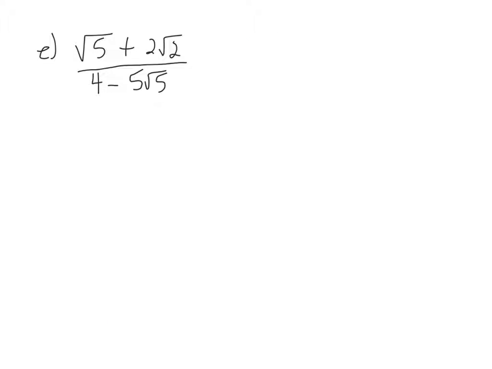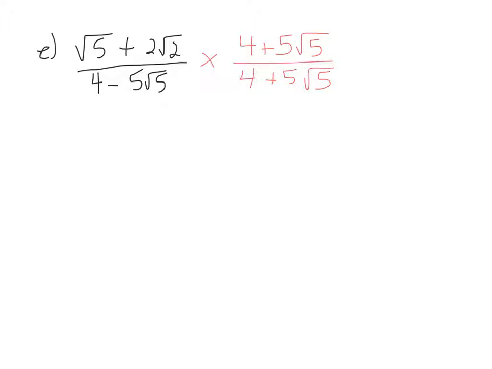I have one more that I want us to do. So we're going to multiply in the numerator and the denominator by 4 plus 5 root 5. This is going to be a lot because it's a binomial times a binomial on the numerator and the denominator, but I'm sure we can do it.